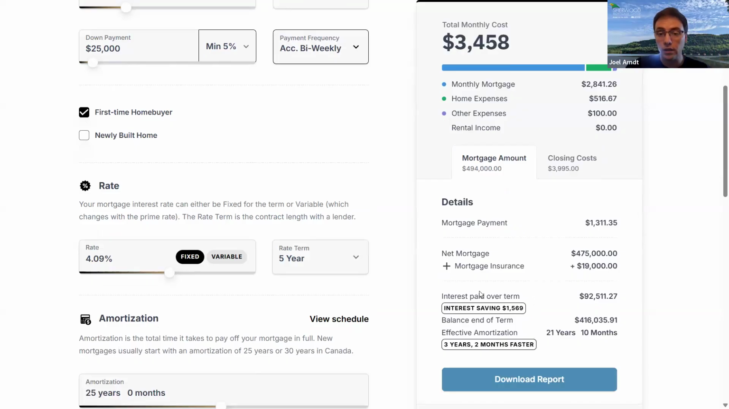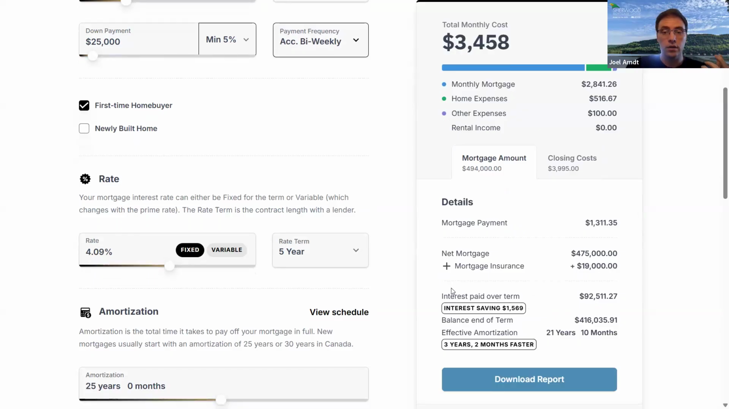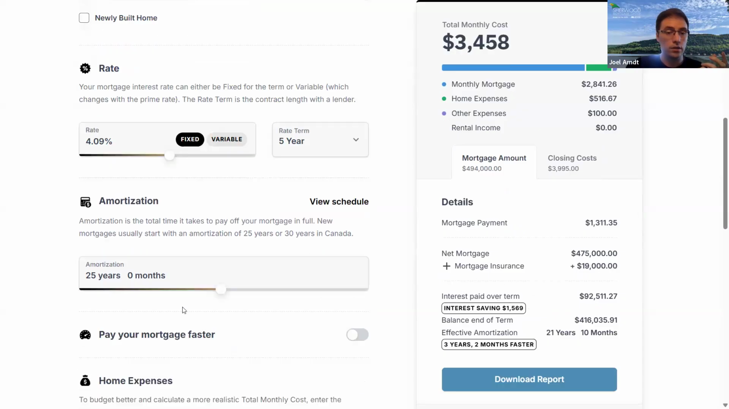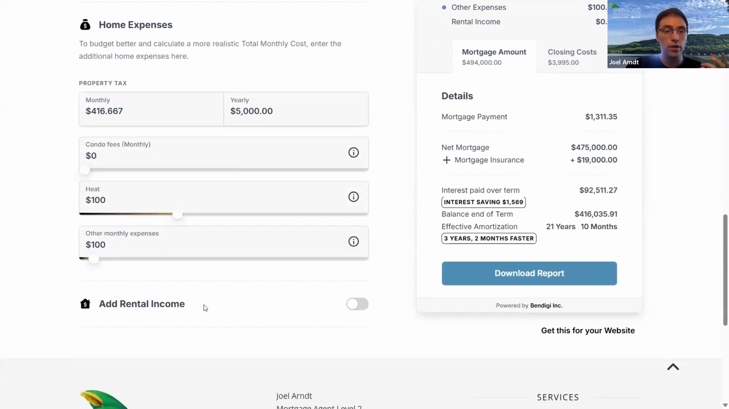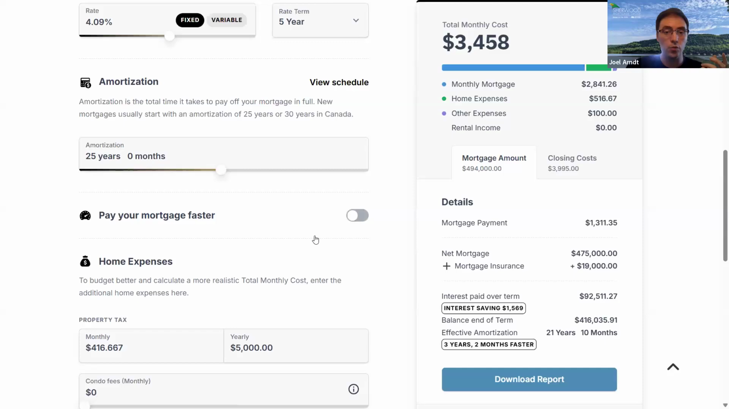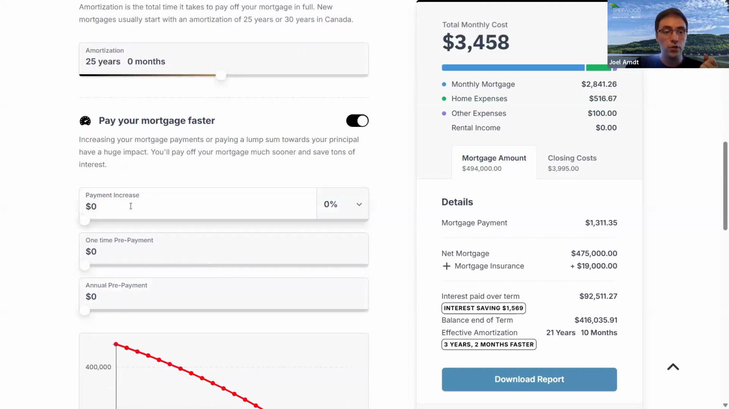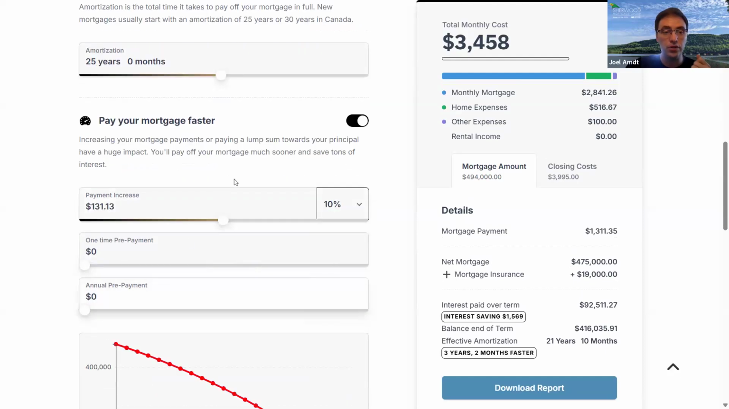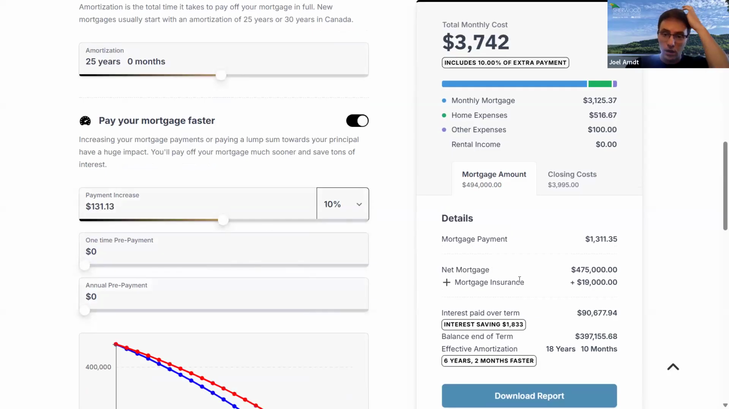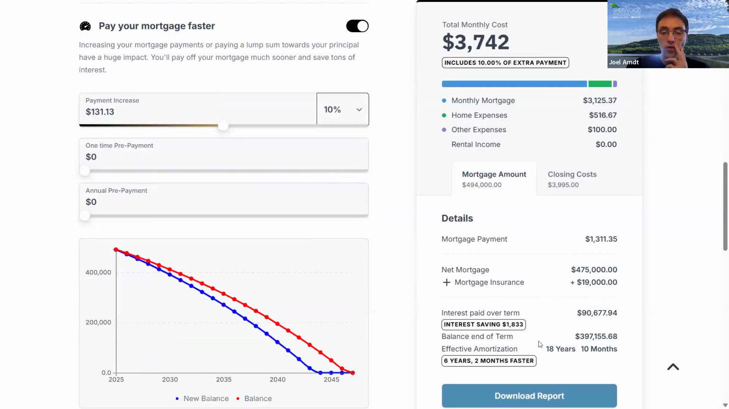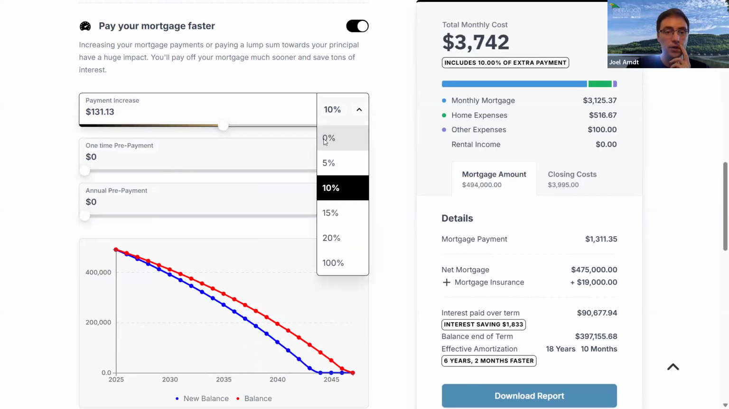A fun thing to do here is mess around with prepayment options, so pay your mortgage faster. So if you increased your payment by, let's say, 10% permanently, it shows you your interest savings and how fast you're going to pay off your mortgage. Nice little graph here for the visual as well. Let's put that back to zero.